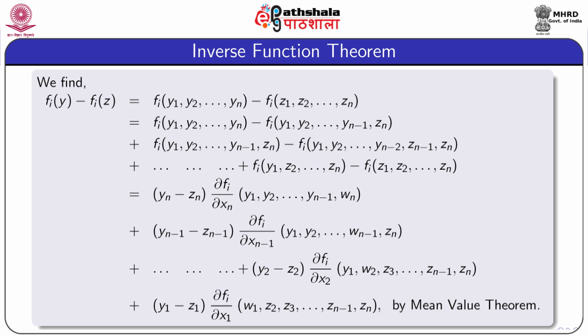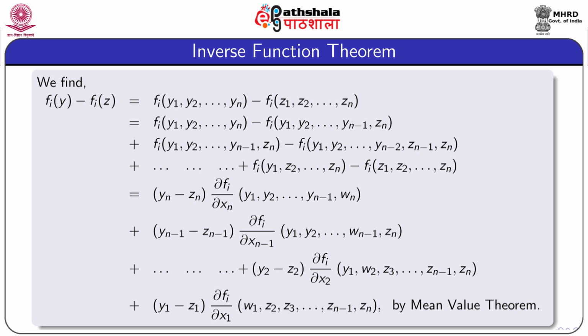So, we write Fi(y1, y2, ..., yn) minus Fi(y1, y2, ..., yn-1, zn). At the next step, we replace yn-1 by zn-1. So, the second term looks like this: plus Fi(y1, y2, ..., yn-1, zn) minus Fi(y1, y2, ..., yn-2, zn-1, zn). We continue this process. So, the last one will be Fi(y1, z2, ..., zn) minus Fi(z1, z2, ..., zn).